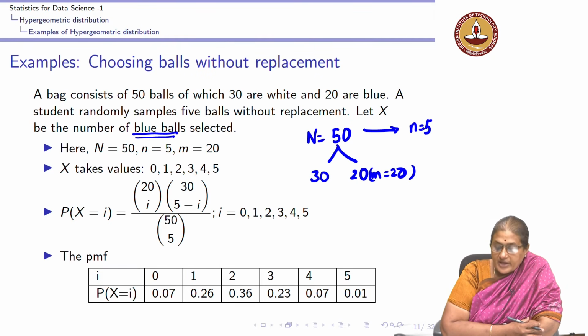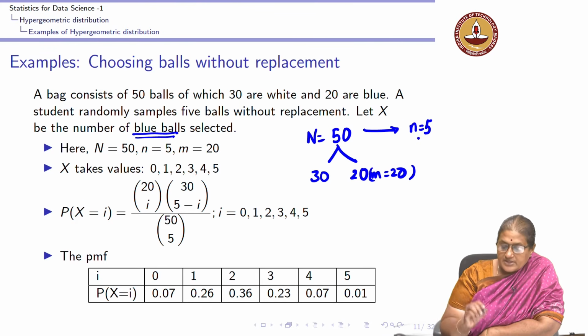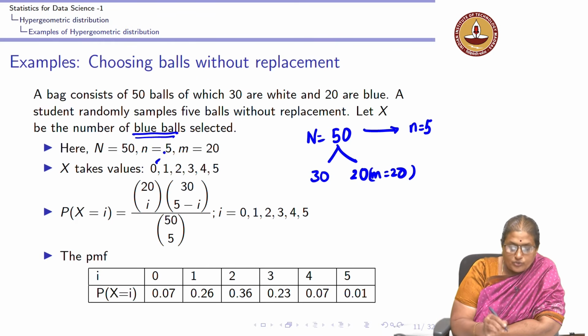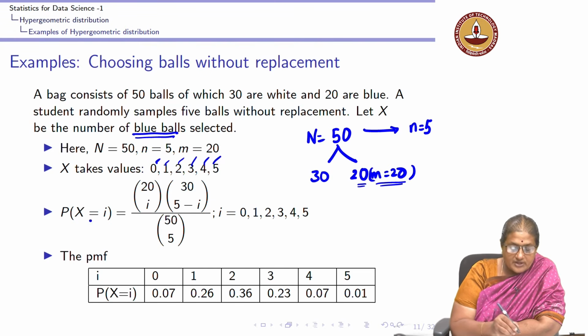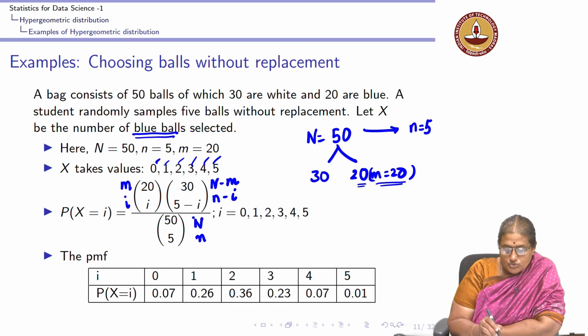Now, what are the values this X can take? I can have in my sample no blue balls, 1 blue ball, 2 blue balls, 3, 4 and 5, because M equal to 20, the number of blue balls is 20. I can have all these values and I know from my probability mass function, the probability of X equal to i is nothing but M choose i, N minus M choose n minus i, divided by N choose n.